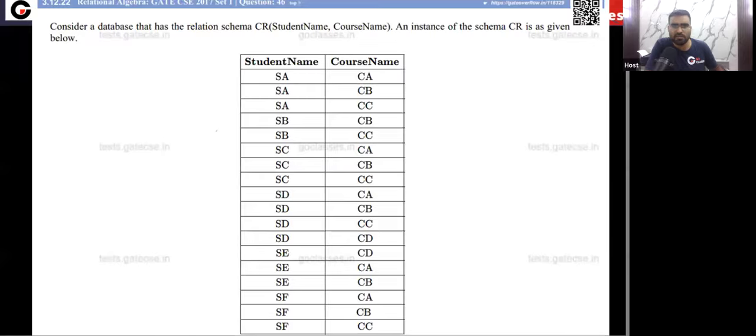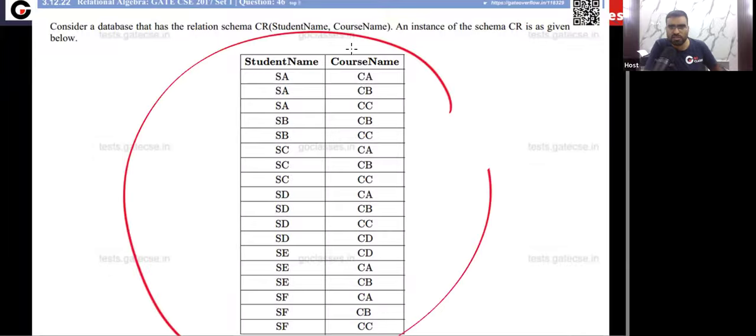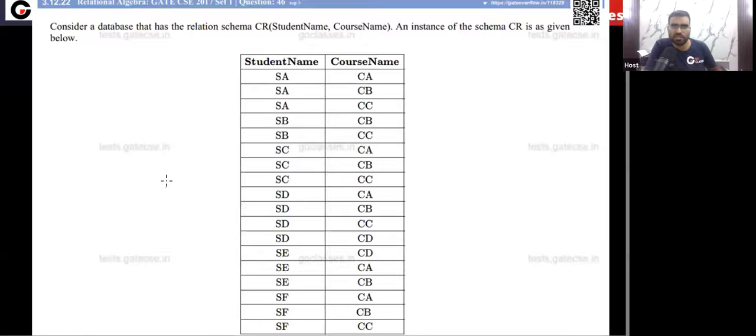Now let's solve this GATE exam question. You can very easily solve it. Consider a database that has relation schema CR, student name, course name. An instance of this schema CR is given below. So this table is given to us. The name of the table is CR. There are two columns you can see.